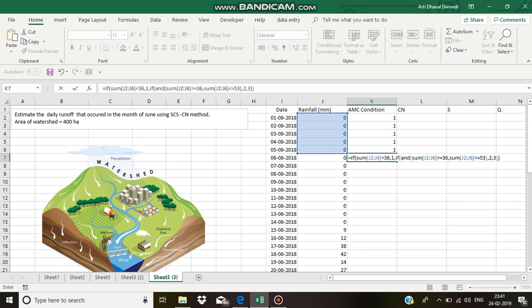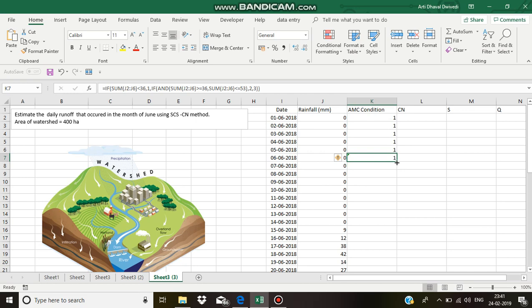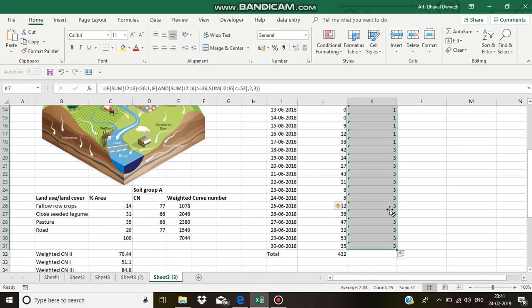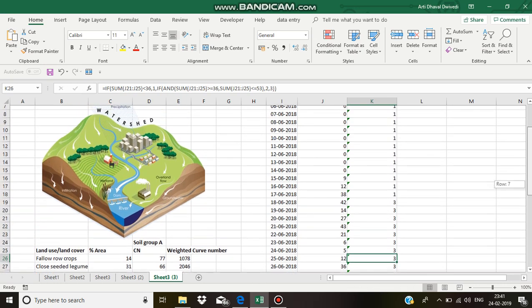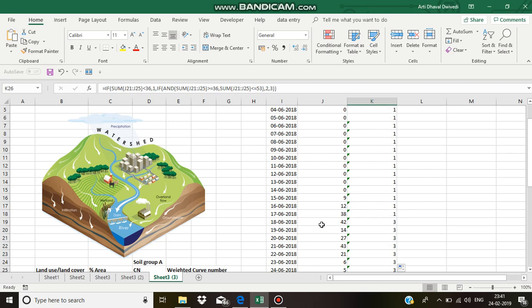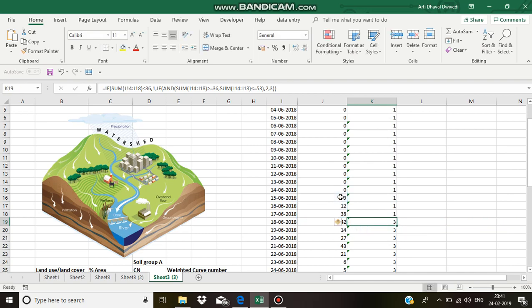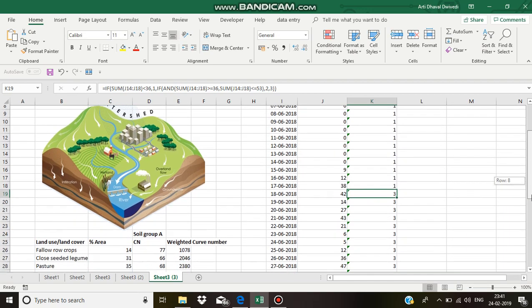Just complete the bracket. So AMC condition 1, let me drag this down. Okay, here the condition is changing because the total of the previous 5 days was greater than 53. 38 plus 12 is 50 and 50 plus 9 is 60. Therefore, it is AMC 3.